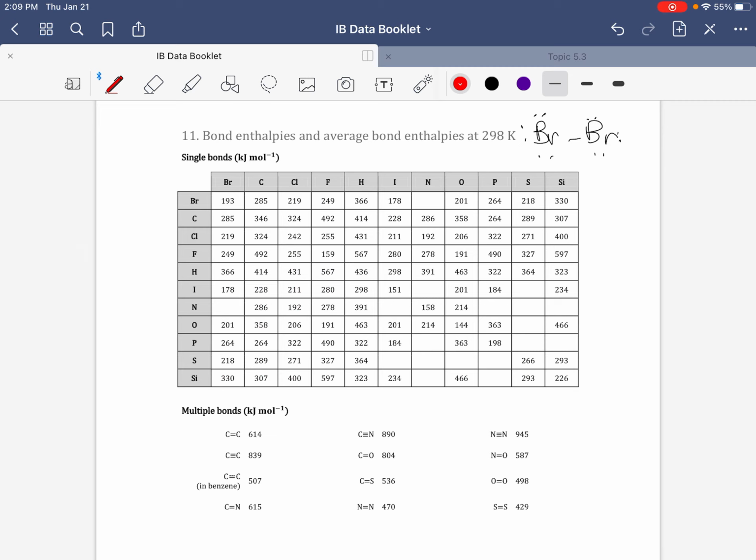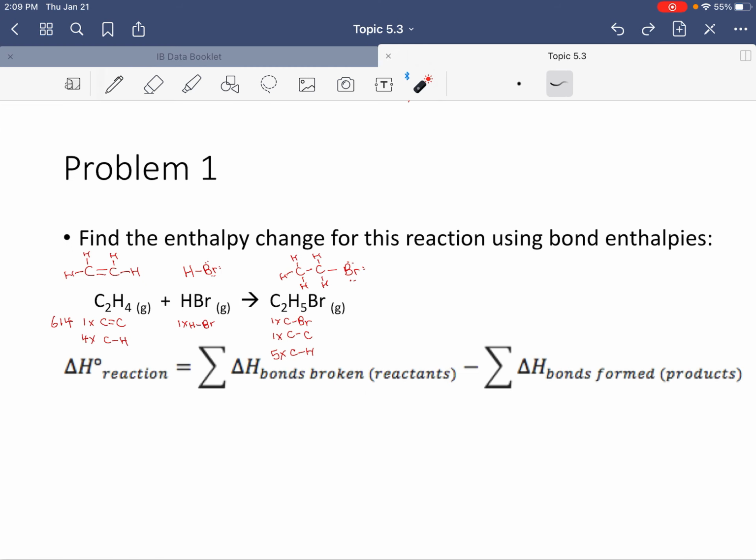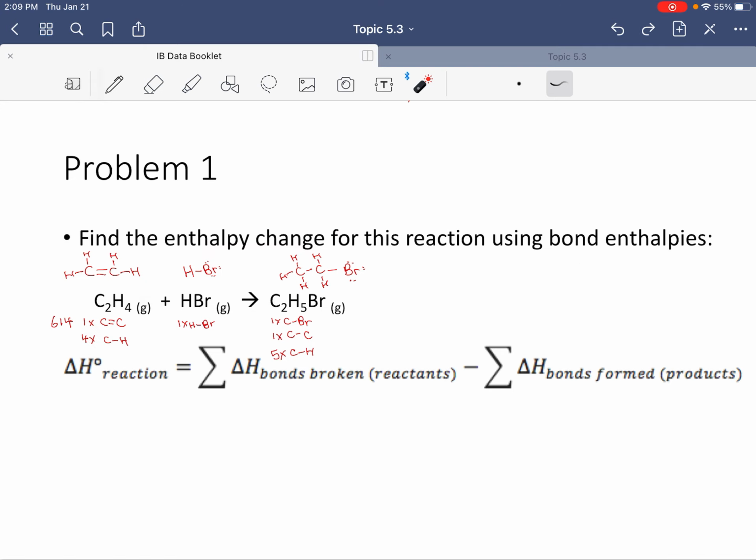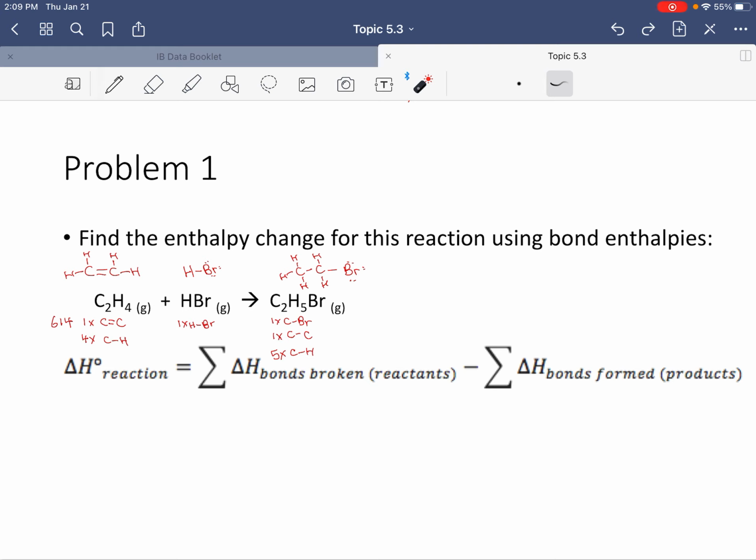Oh, what else? CH bonds. Oh, that's a popular one. So how much are CH bonds? Well, let's look it up. CH bonds, so C and H, that's 414. Man, we're going to have to use that number a whole lot. So CH bond is 414. Here, there's another one right here, 414.